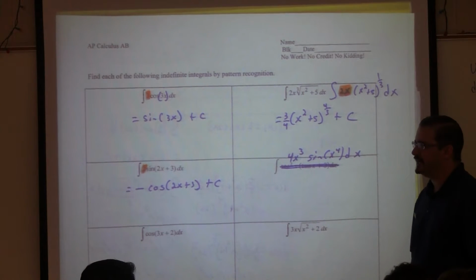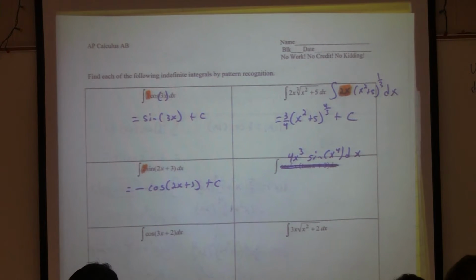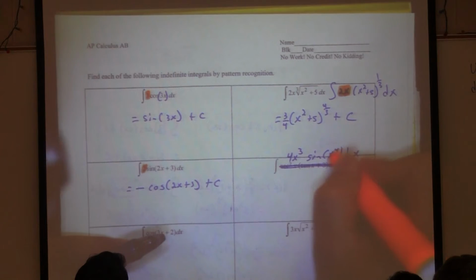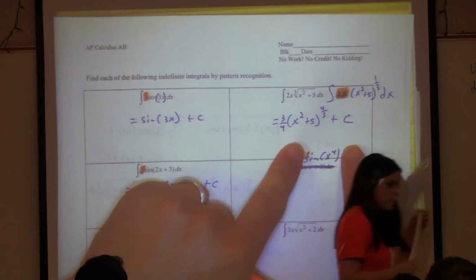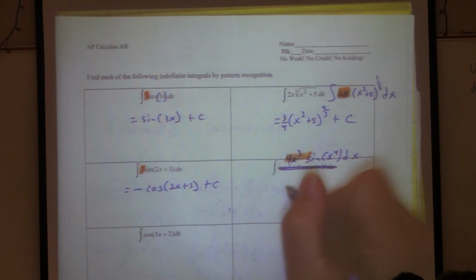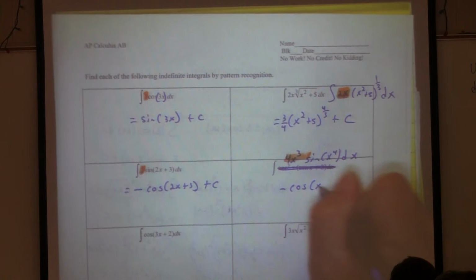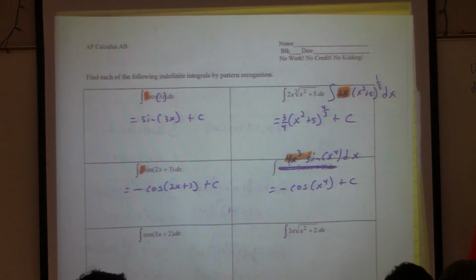We get pulled over. We ask for the license. Do we have it? Yep. Yes? What's the license? Right, 4x to the 3rd, which is the derivative of that guy. So we can integrate as normal, ignoring this, right? So what would that be? Negative cosine of x to the 4th plus c. Easy? Good? Try the next one.